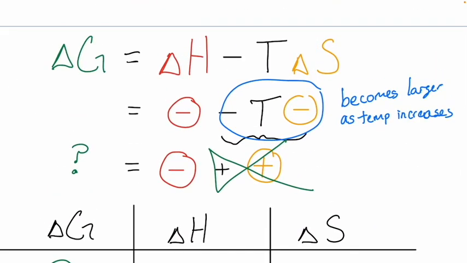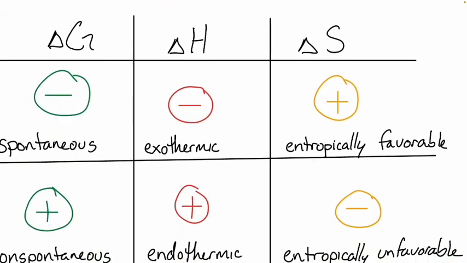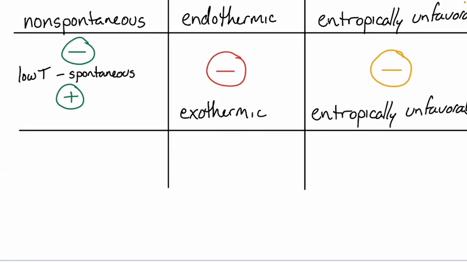But as my temperature increases and increases and increases, and this positive component becomes greater and greater and greater, it'll eventually dominate this equation here, and my overall delta G will be positive. So this would be a reaction that is spontaneous at low temperatures, but at high temperatures is non-spontaneous.